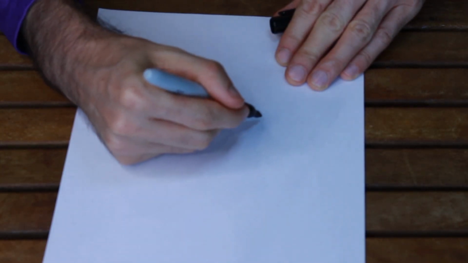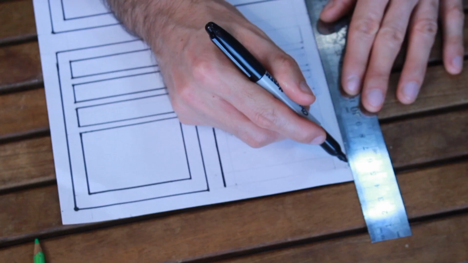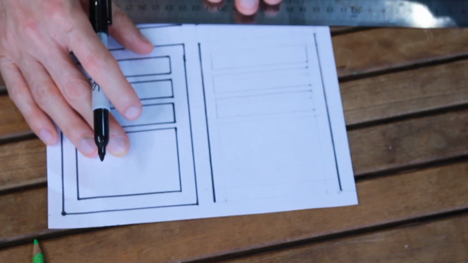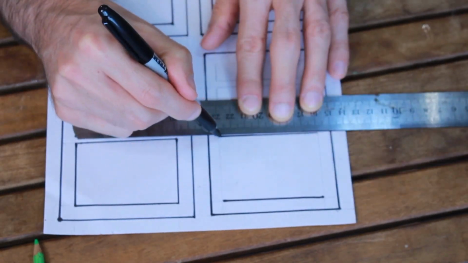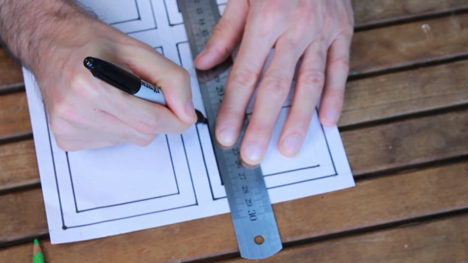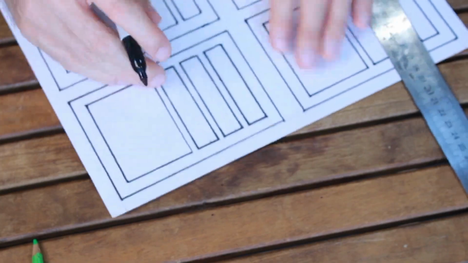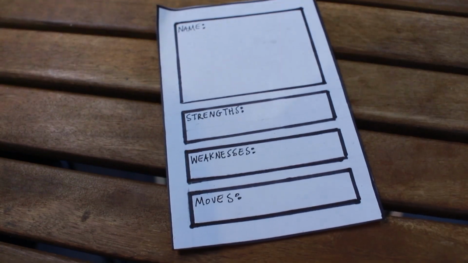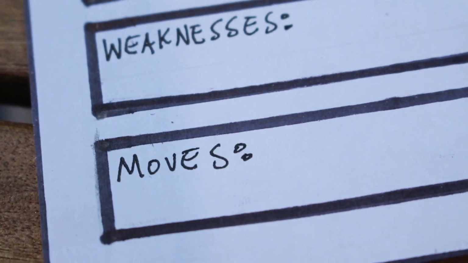First, use your texter to draw the outline of your card. A ruler might help. Draw a box for the illustration of your character, and then add some sections like strengths, weaknesses, and special moves, or whatever you decide. Then have fun creating your character.